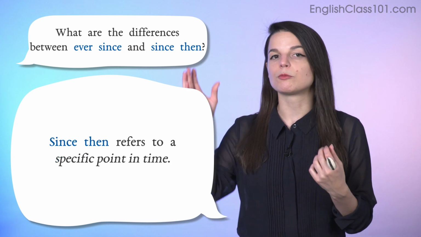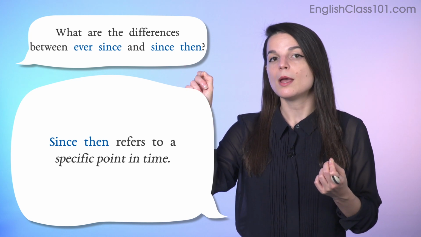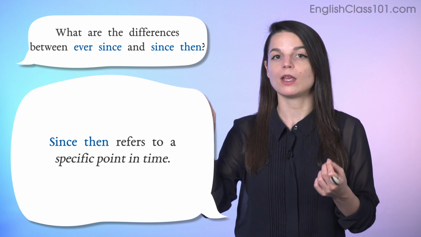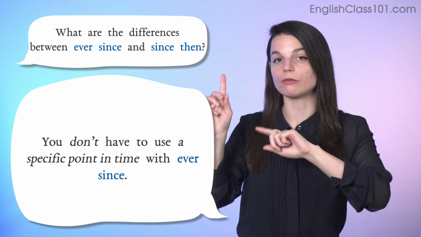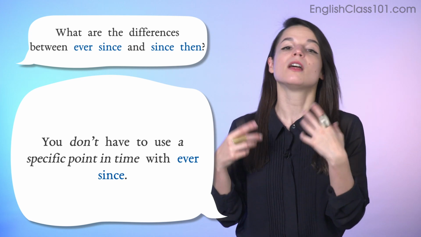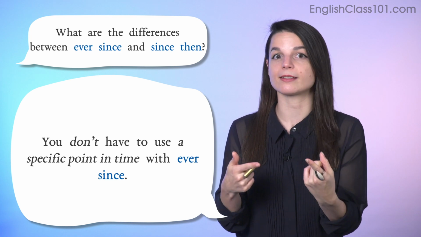So since then, again, refers to a specific point in time. That then in since then means that point in time I just referred to. So we have to have that. We don't have that then in ever since, so that means we don't have to refer to a specific point in time, and that's why it sounds kind of natural sometimes not to use this paired together with a specific point in time in your past tense statement.